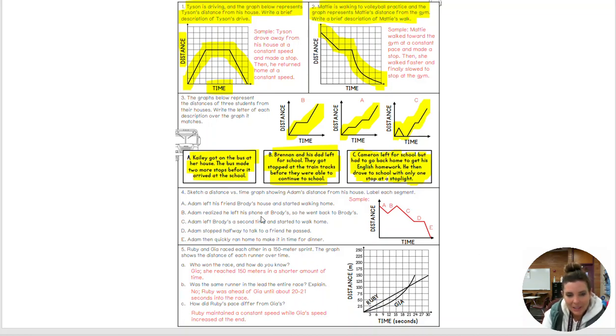Okay, and then for the last 2, sketch a distance versus time graph showing Adam's distance from his house. So Adam left his friend Brody's house and started walking home. So this is the distance. This is Brody's house. This is home. Okay, this is going to be home. So he started walking home.